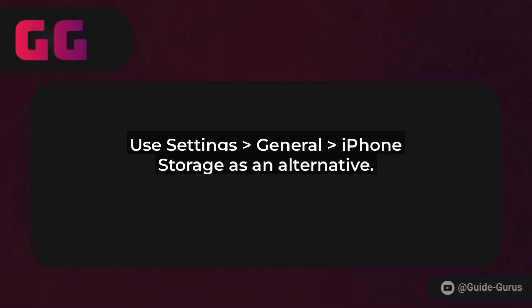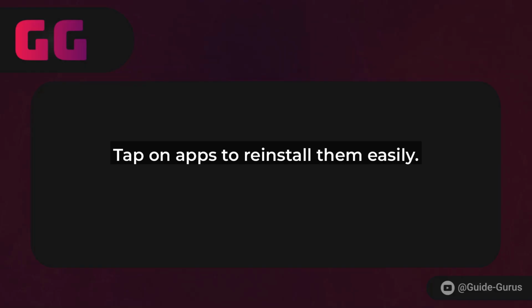There's another way. Head over to the Settings app. Tap on General, then select iPhone Storage. This screen will list all your apps, including ones that have been deleted recently. You can tap on any app to see details and even reinstall it with just a few taps. It's that simple.